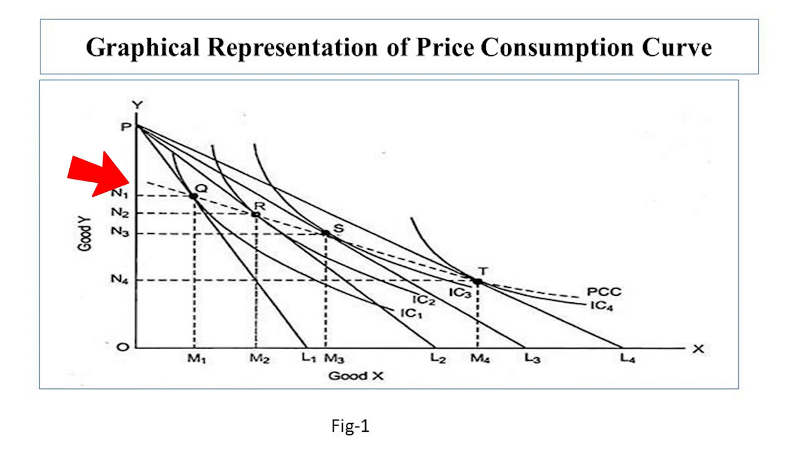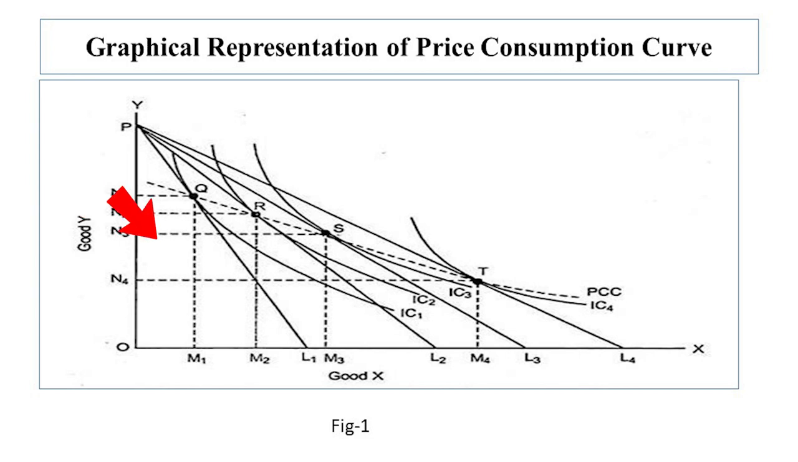Let price of good X fall, price of good Y and his money income remaining unchanged. As a result of this price change, budget line shifts to the position PL2. The consumer is now in equilibrium at R on a higher indifference curve IC2, and is buying OM2 of X commodity and ON2 of Y commodity. He has thus become better off, that is, his level of satisfaction has increased as a consequence of the fall in price of good X.